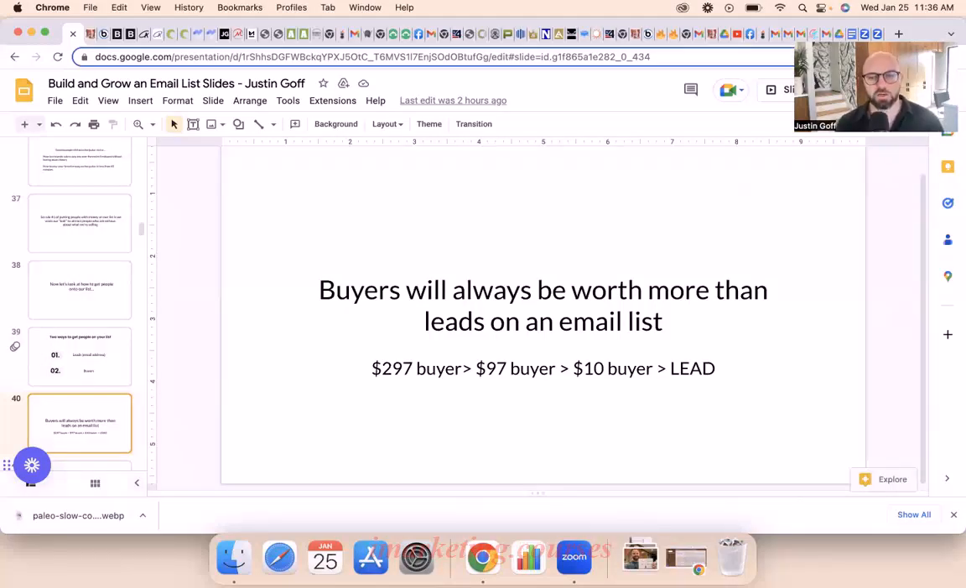Buyers are always going to be worth more than leads on an email list. This is proven over and over again in every single niche out there. I have a little thing down here to illustrate. Somebody who buys a $297 product is going to be better over time than somebody who buys a $97 product, better than somebody who buys a $10 product, and better than a lead.